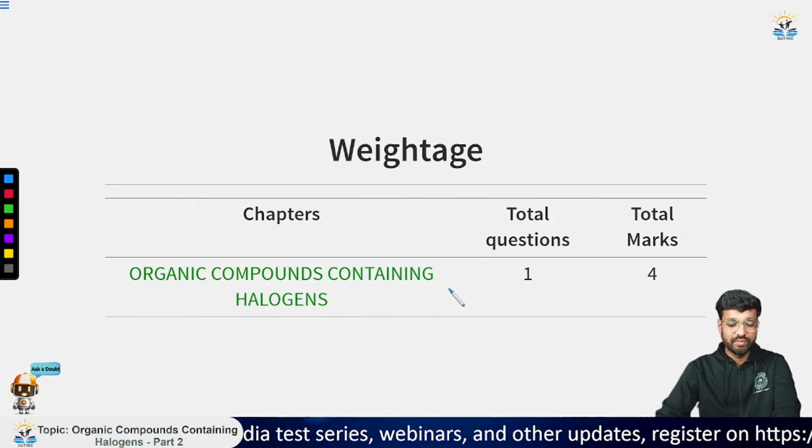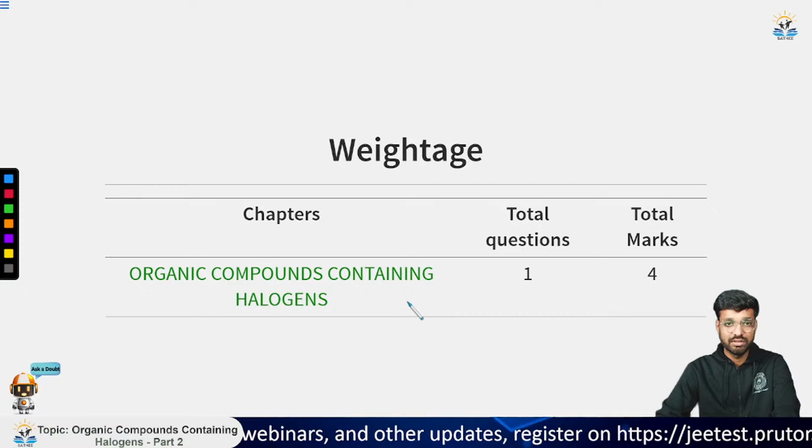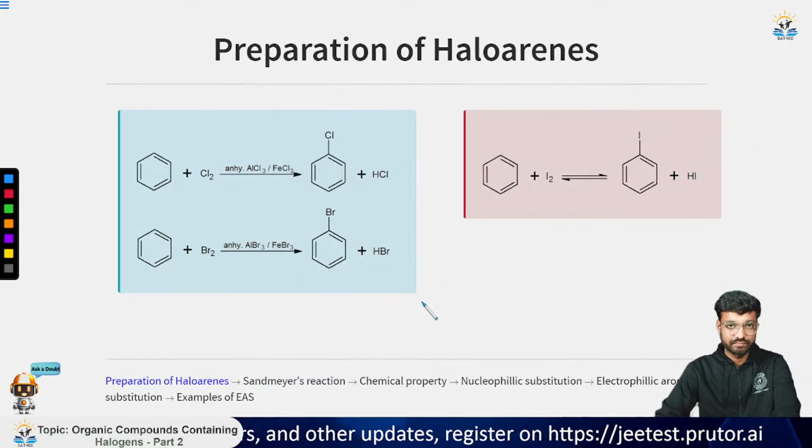And this is the weightage. We have seen this earlier also. On average, one question is asked from this chapter, organic compounds containing halogens, which is of 4 marks.